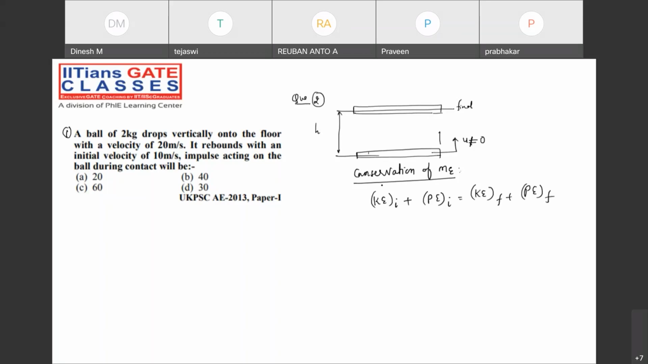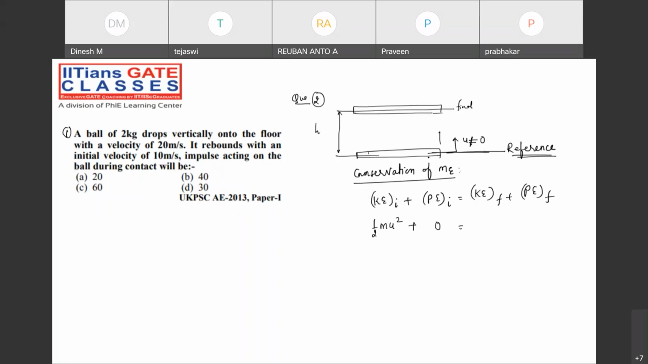What is the initial kinetic energy? Half of m u square. What about the initial potential energy? If I'm taking this reference, tell me what will be the potential energy? It is at the ground level, so 0. What about the final kinetic energy?